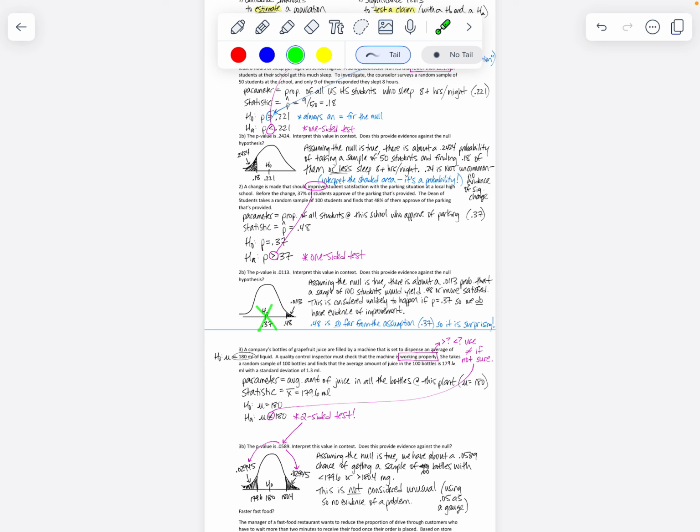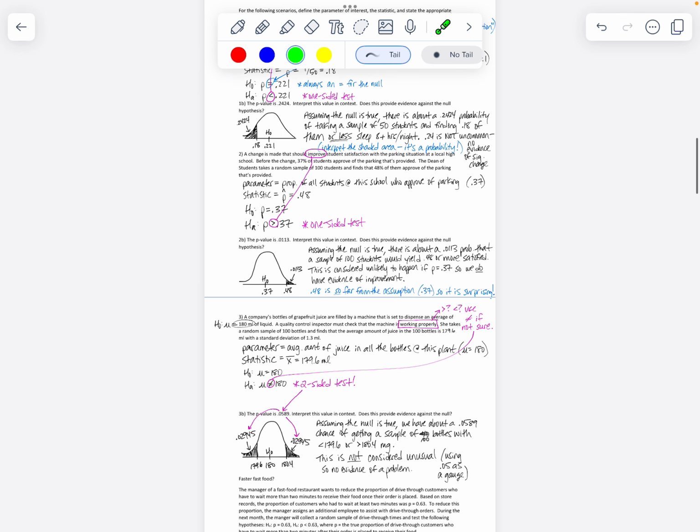And this was about the parking satisfaction, okay? We have evidence against it, okay? This number, the 18, was actually not very far away from the 22, not considered unusually far or alarming or anything like that based on the 24% that we were given. Therefore, that did not tell us anything against this null hypothesis.